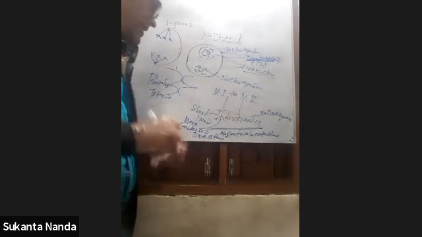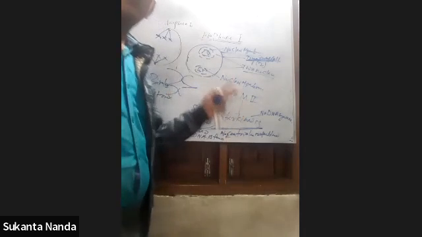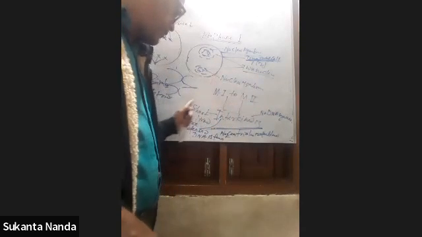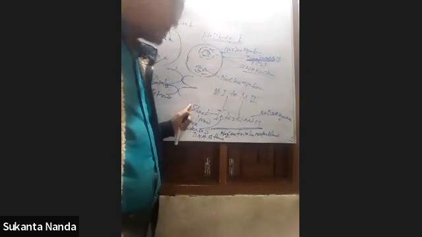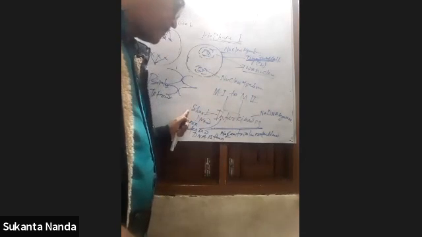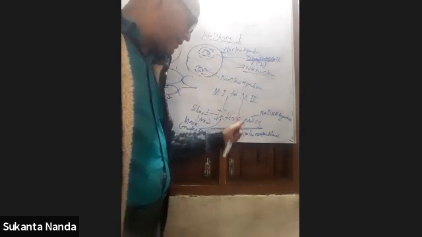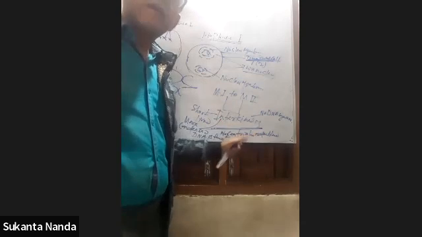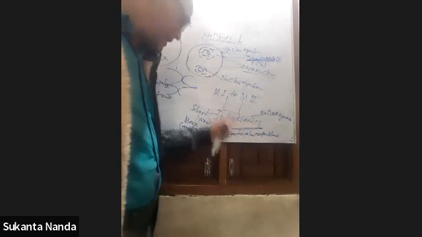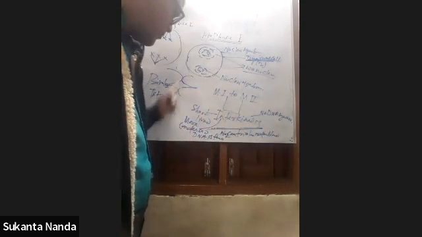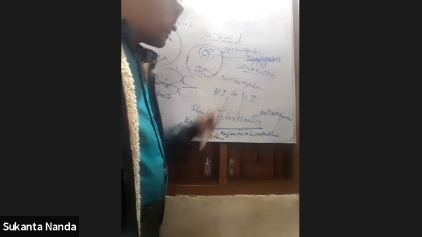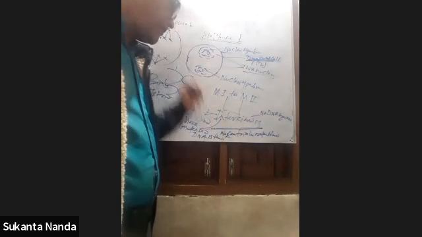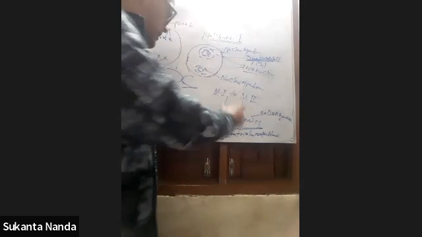So the interkinesis phase is found in between meiosis 1 and meiosis 2. This is the first point. The second point is that it is short-lived. The third point is that the number of centrioles doubles. The fourth point is that more condensed DNA is found in interkinesis. It is very important. You have to remember these 4 points.